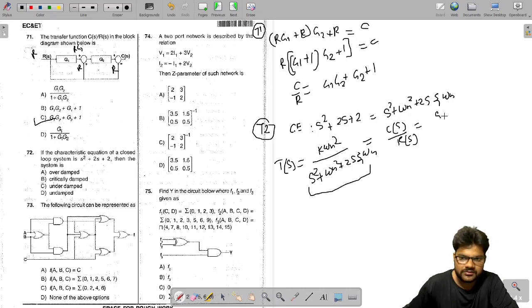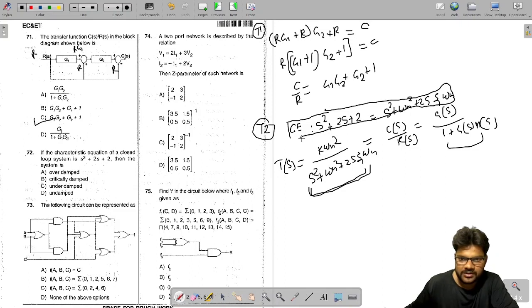So we write it as G(s) upon 1 plus G(s)H(s). If nothing is given, then we take unity negative feedback. This is nothing but the characteristic equation, and we are comparing the given characteristic equation with the standard second order system characteristic equation. If you compare, omega n square is 2, and 2 zeta omega n is again 2. So zeta omega n is 1, and zeta is 1 by omega n.